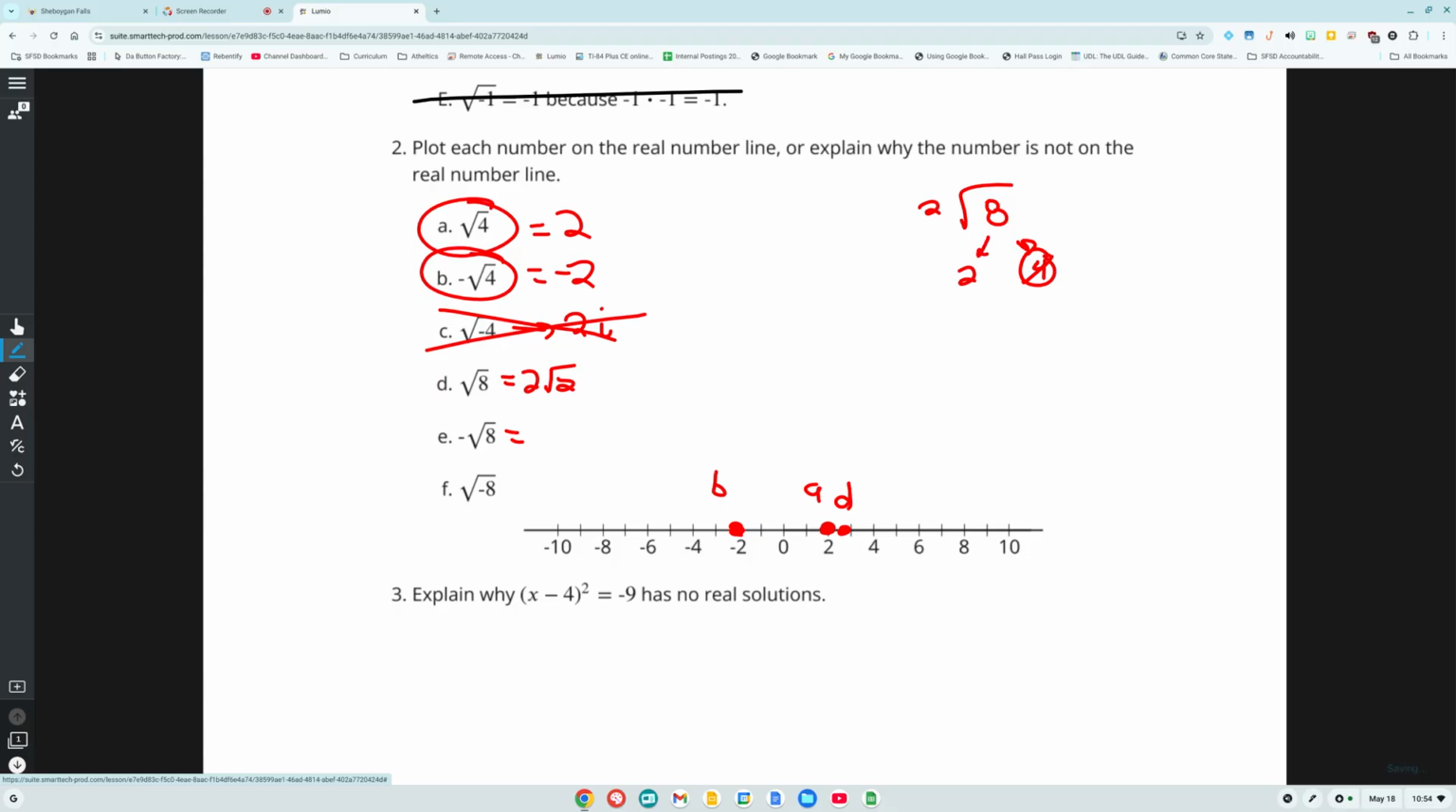So it's the same thing for the next one. I would end up having -2 square roots of 2, which would be approximately negative, I don't know, a little bit less than 3, so somewhere in here. And I'm going to call that E. And then F, I cannot do. Again, in the very near future, we're going to learn that we can actually simplify this thing. And this thing would simplify to 2 times the square root of 2i, but we are not to that point yet. So there are the numbers I could plot on the number line. I plotted A, B, D, and E.